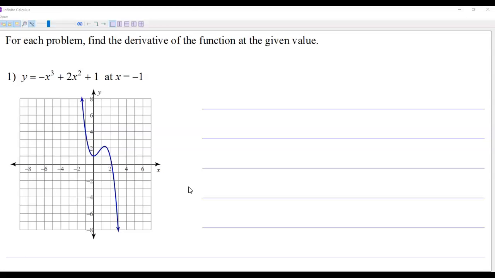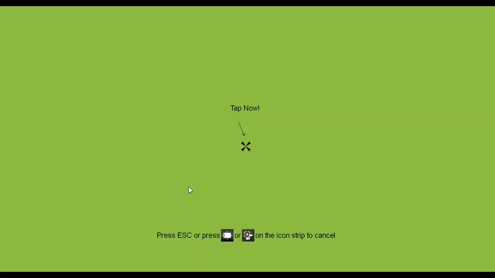I don't know. It's just the harder part. I think you guys are all going to be fine with, okay, can I take the derivative and plug it in?